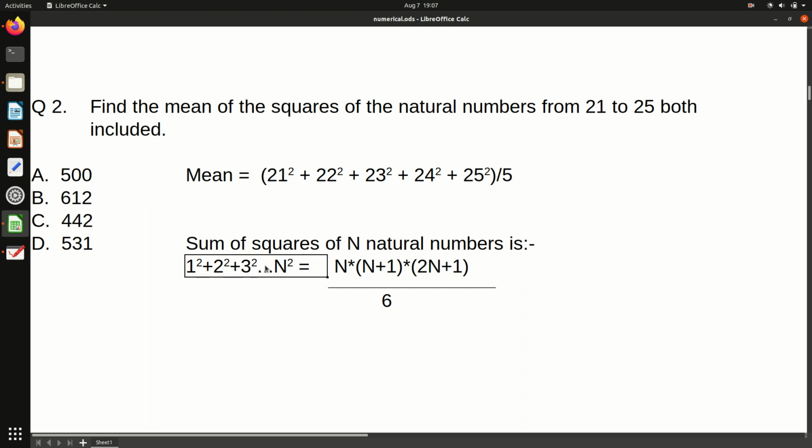Now let us see a more general method. I will discuss both methods. The second method is using the formula for the sum of squares of n natural numbers. I hope all of you must have read it in your higher school. So the sum of 1 square plus 2 square plus 3 square up to n square is n into n plus 1 into 2n plus 1, divided by 6. With the help of this formula, we will calculate this sum and then divide it by 5.